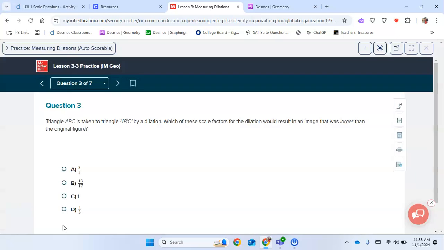Question 3. Triangle ABC is taken to triangle A prime, B prime, C prime by a dilation. Which of these scale factors for the dilation would result in an image that was larger than the original figure? Again, this is the second time we said this. If you multiply by a number greater than 1, it would be an image that is larger. The only number that's greater than 1 is 4/3. 4 divided by 3.